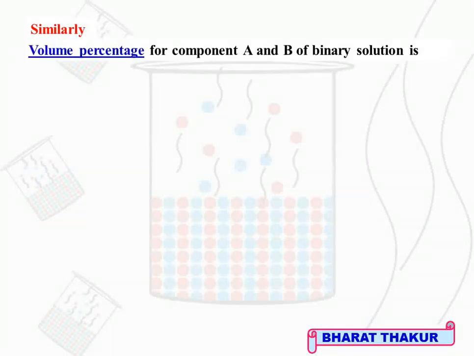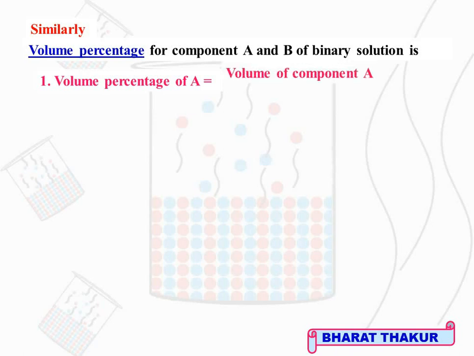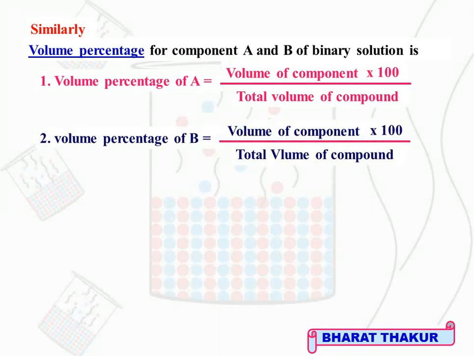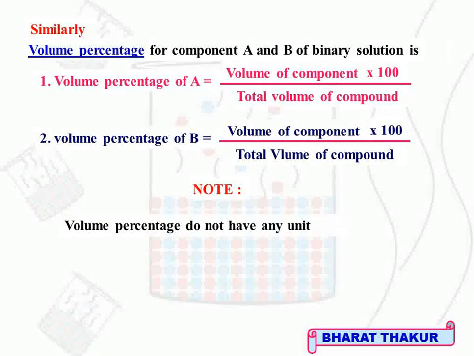Similarly, volume percentage can be written as: the volume percentage of component A will be equal to the volume of that component multiplied by 100 divided by the total volume of the compound or solution. The volume percentage of component B, or you can say solute, is equal to the volume of that component multiplied by 100 divided by the total volume of the compound or solution. Again, volume percentage also does not have any unit.